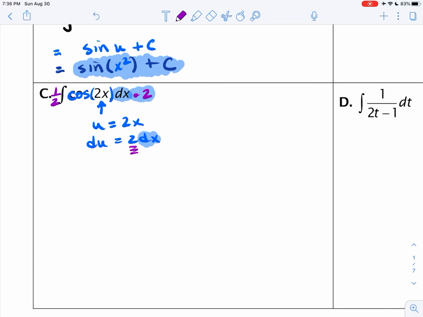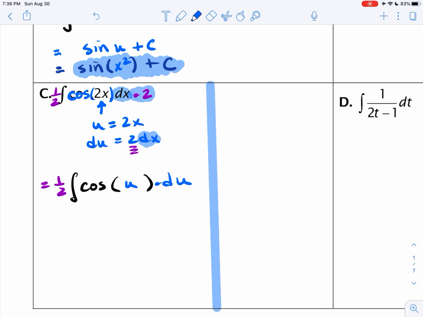to be my du, and then I can transform my integral, and I still have my 1/2. I still have my cosine, but now I can use my u on the inside, and then my 2 dx becomes my du. Notice that I did not replace the 1/2, and I needed that. I can give an optional way of playing with this that some other calculus teachers use as a way of demonstrating your u substitution.